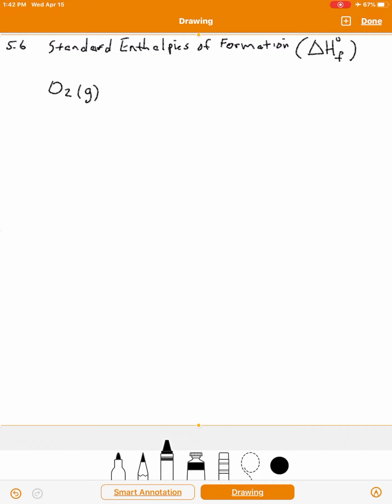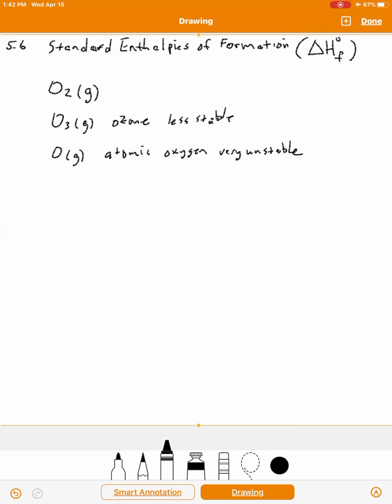Now there are other forms of oxygen out there. So for example, there's ozone, O3. It's less stable than O2. It's pretty reactive actually, but it does exist. And then there's atomic oxygen as well. This is atomic, it's not molecular. And this one is even less stable, very unstable. It's very reactive. It will combine with other atoms, okay?